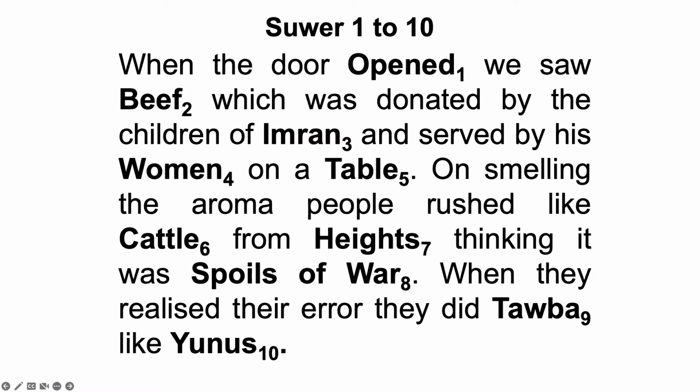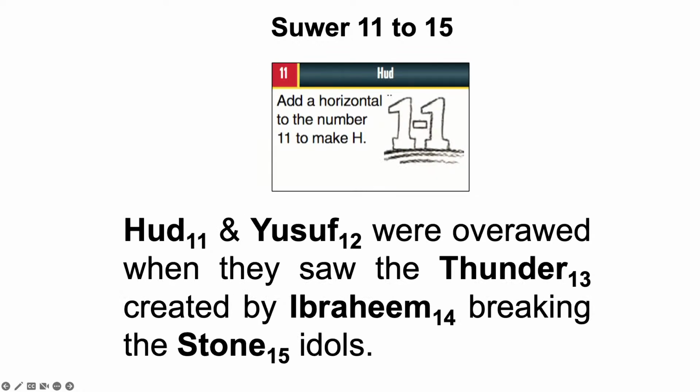8, cattle, whatever you want to say, right? Was it cattle? No, you're right. Go on. 8. Spoils of war, right? 9, they did tawbah like Yunus. It's a crazy story, but kids hooked onto it, and they knew exactly what these surahs were, because they went through these mnemonics.